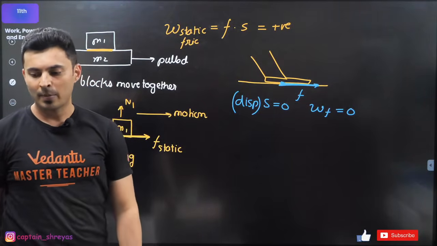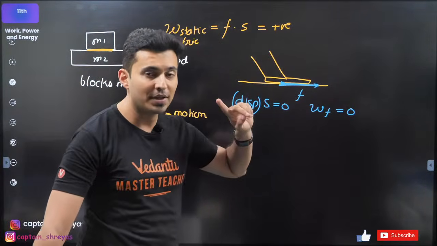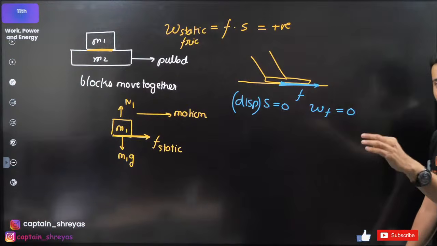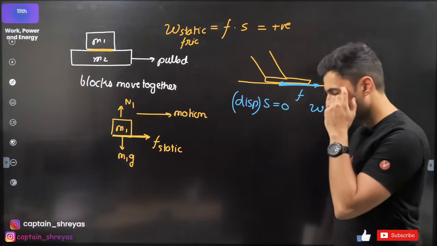Understand this. Is that clear, guys? That's why in the previous question, Champa did not do any work, because her foot did not move. The friction stayed there as it is.